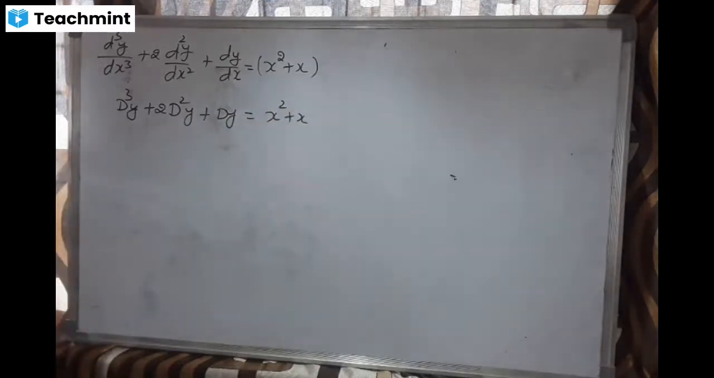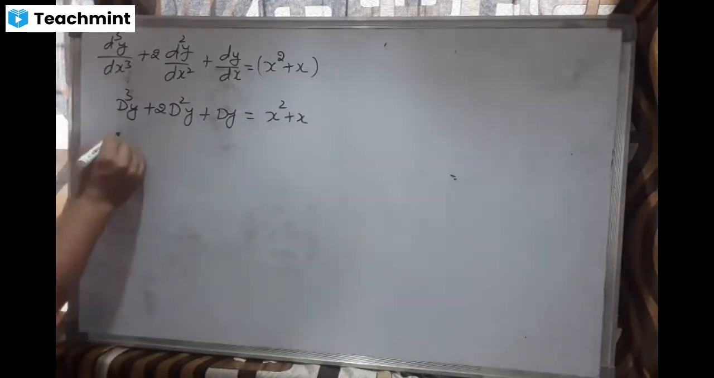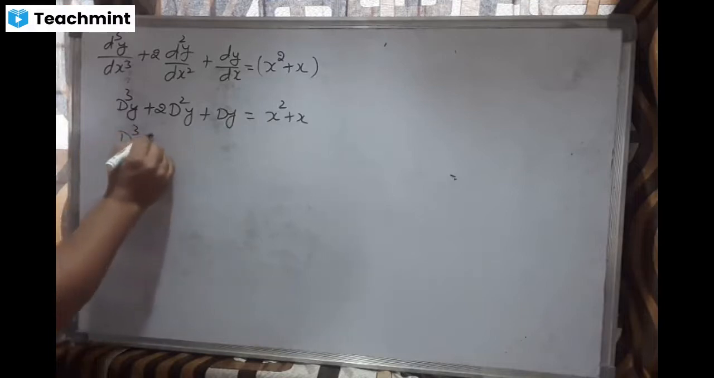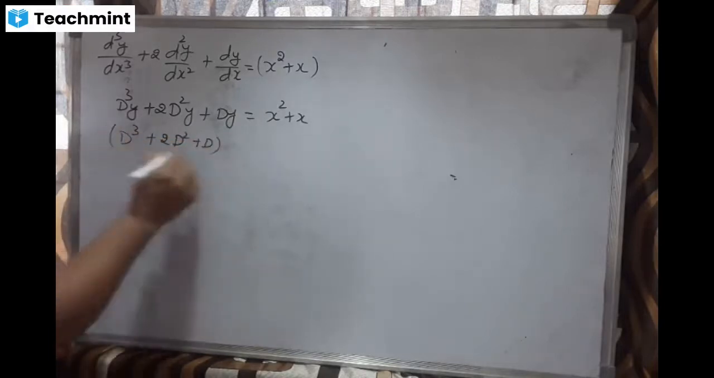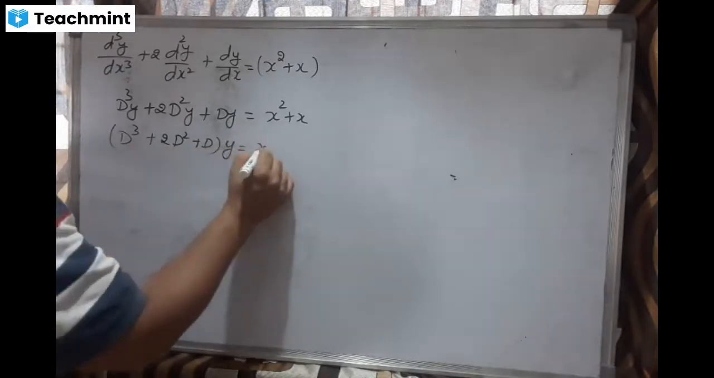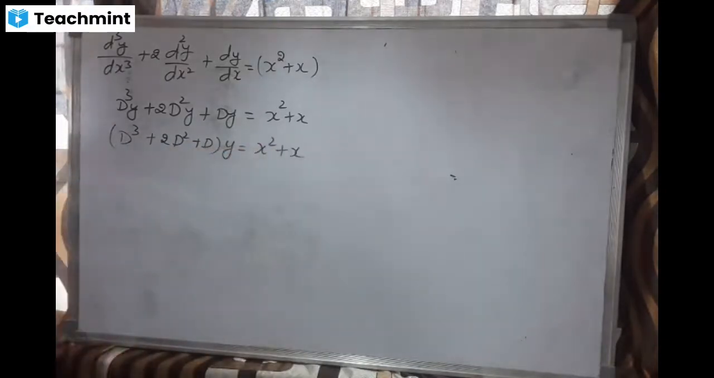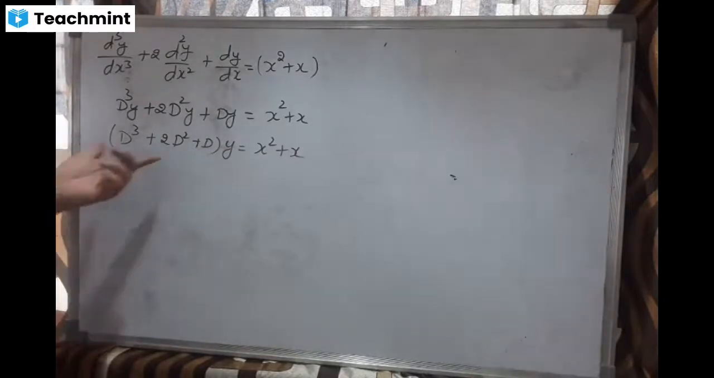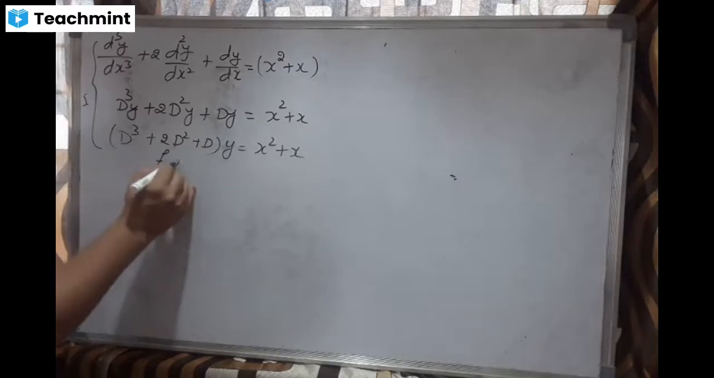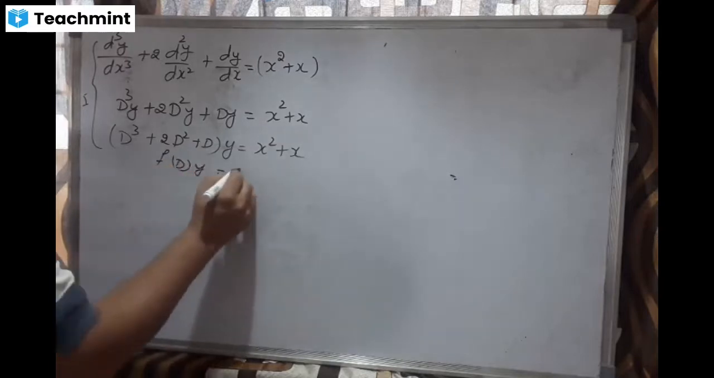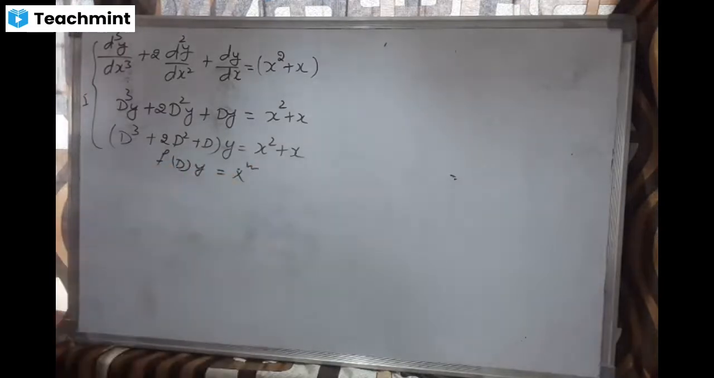Next, I can take y common here. So here, y is equal to x square plus x. What we have done is just taken y as common here. So whatever it is there, I have written that. So now it is nothing but my standard form. This is my first stage, which I have completed. That is, it is f of D times y is equal to whatever it is there. Right? It is in this form.